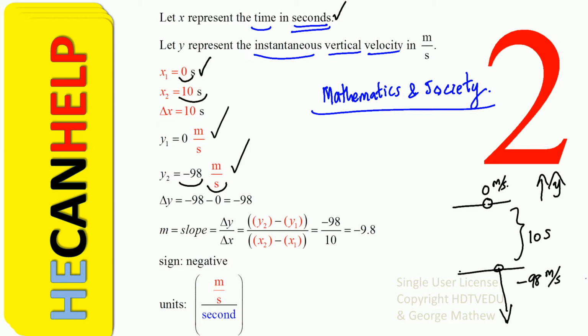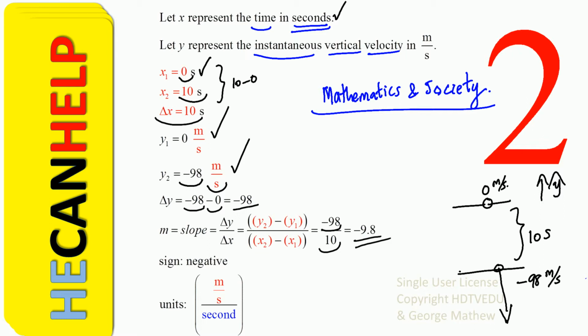So what is the change in x? The change in x is 10 minus 0, and that is 10. What is change in y? It is negative 98 minus 0, and so it is negative 98. Slope is rise over run. So change in y, negative 98, divided by change in x, 10, is negative 9.8. So our slope is negative 9.8. What is the sign? It is negative.